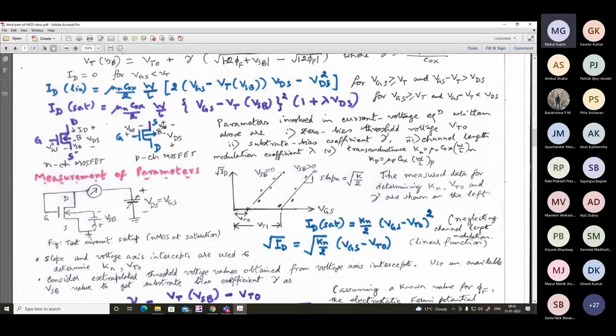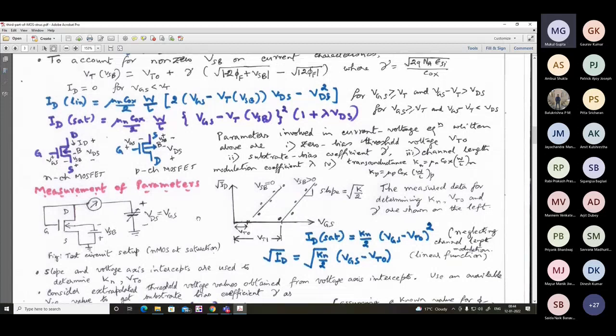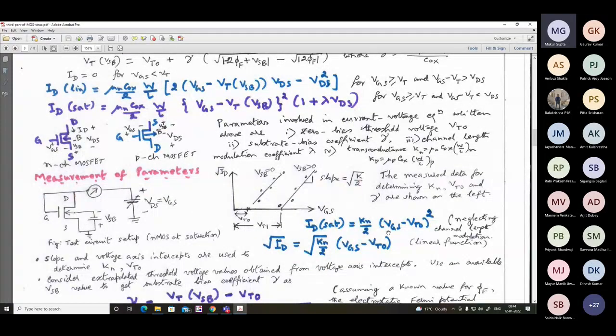Now, why do we need to bias it in saturation? The reason is that in that case you get the parabolic curve, so ID sat equals Kn by 2. Note that we are neglecting the channel length modulation coefficient, so we take lambda to be 0 for simplicity. ID sat equals Kn by 2 into VGS minus VT whole square. If you take the square root of the current, it becomes root over Kn by 2 into VGS minus VT0. So if you plot the square root of current as a function of VGS, it becomes a straight line, linear.